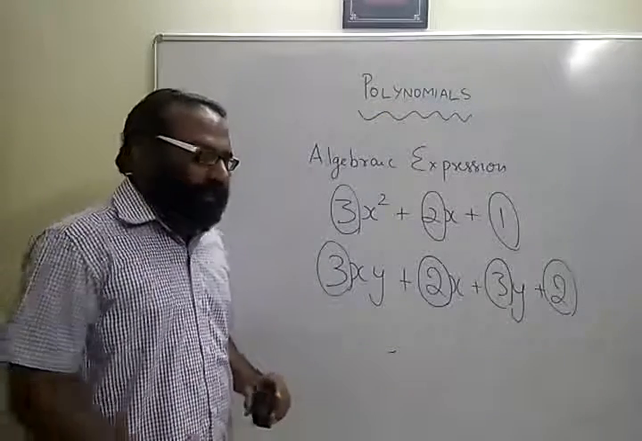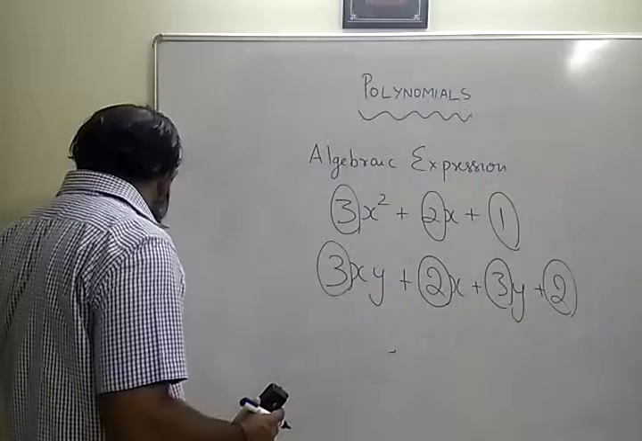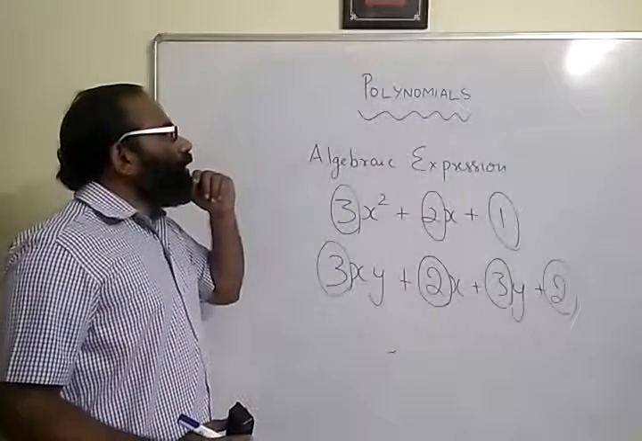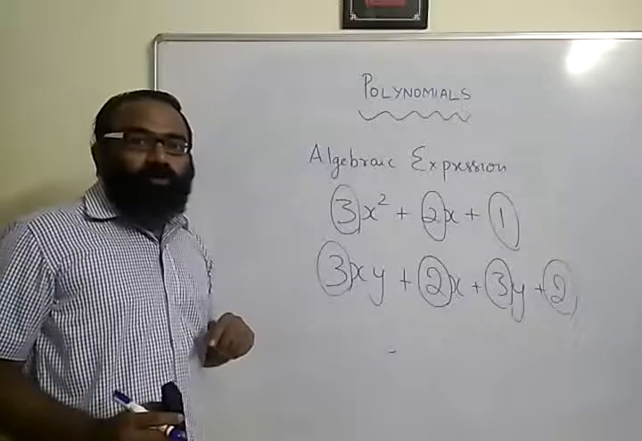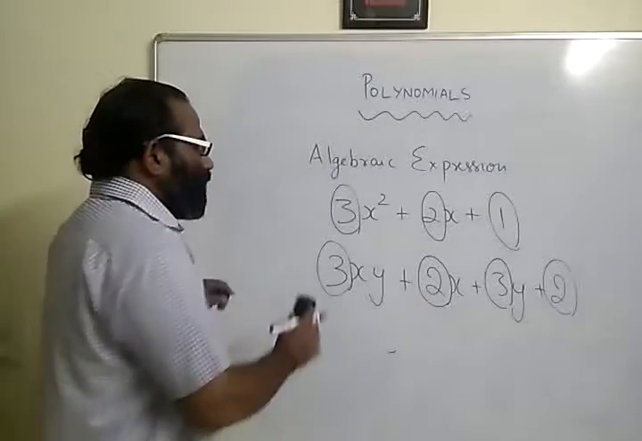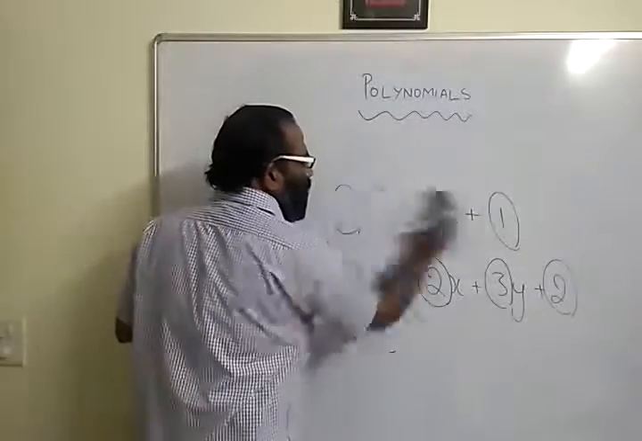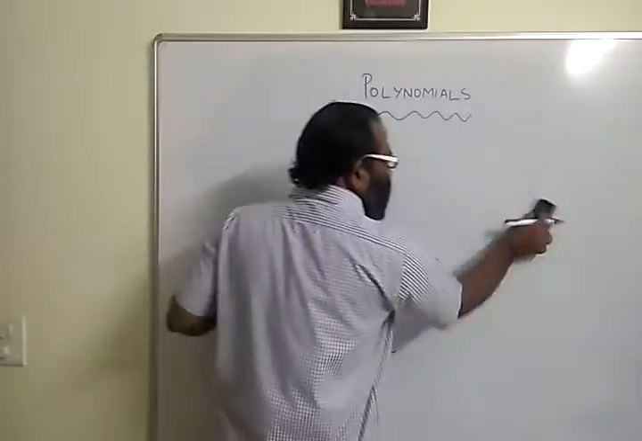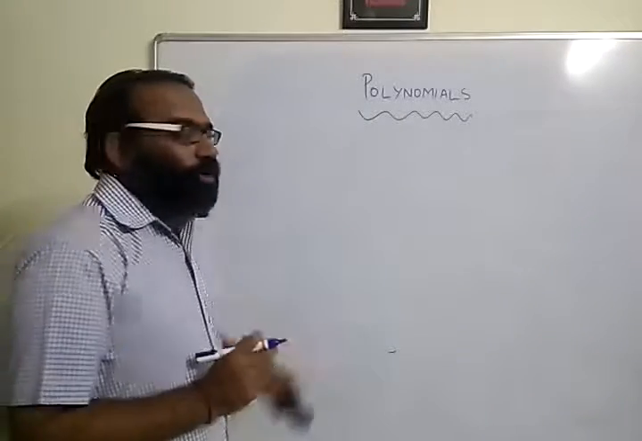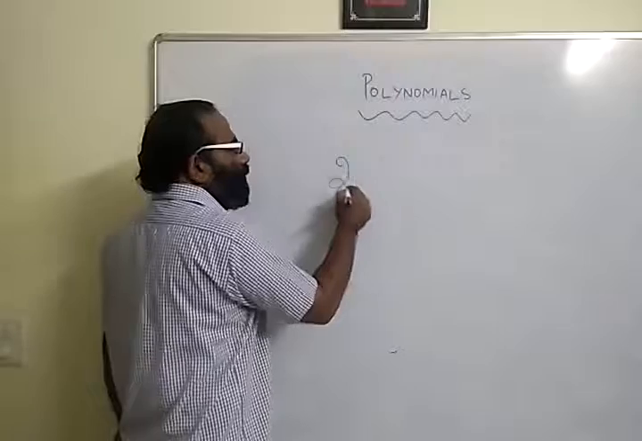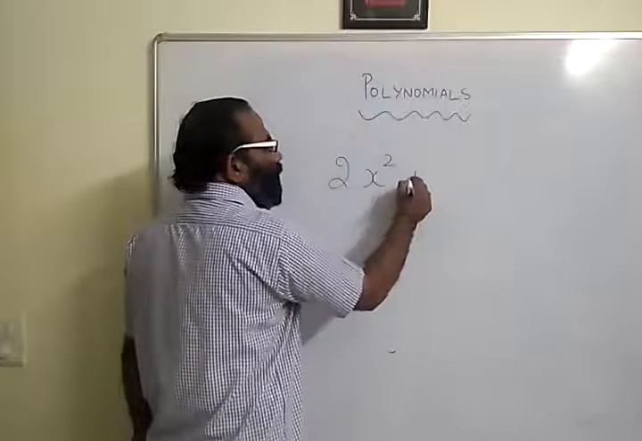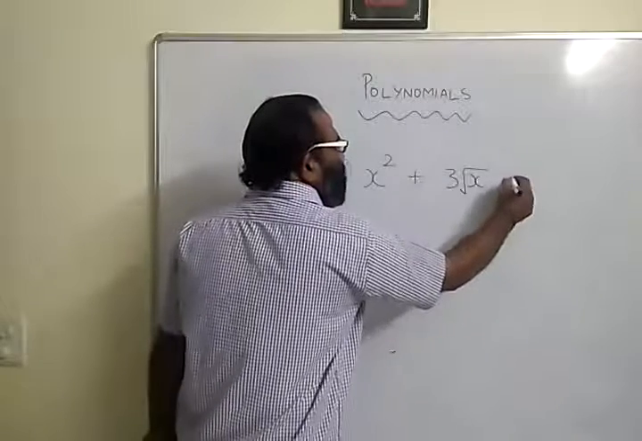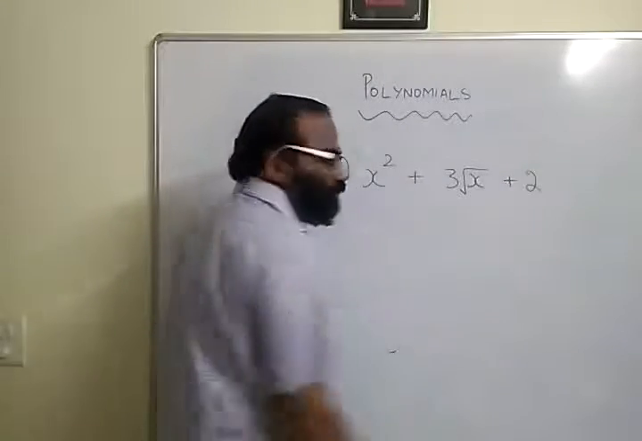So now, the next thing that comes to mind is, we said we are going to talk about polynomials. So what is the difference between a polynomial and an algebraic expression? Let's look at that. When does the expression become a polynomial, and what is specific that we need to look for? Suppose I have an expression 2x squared plus 3 root x plus 2.